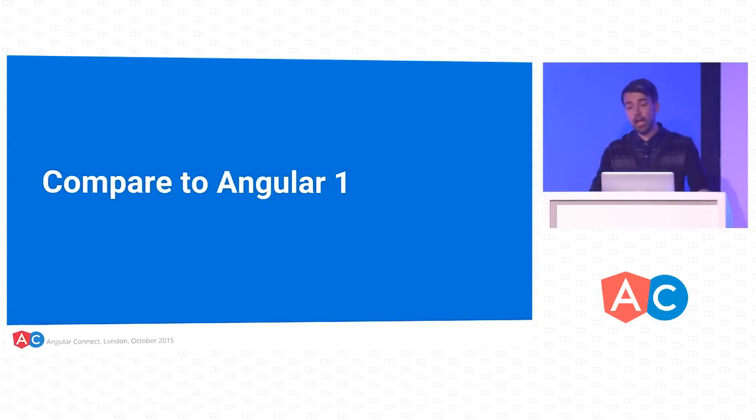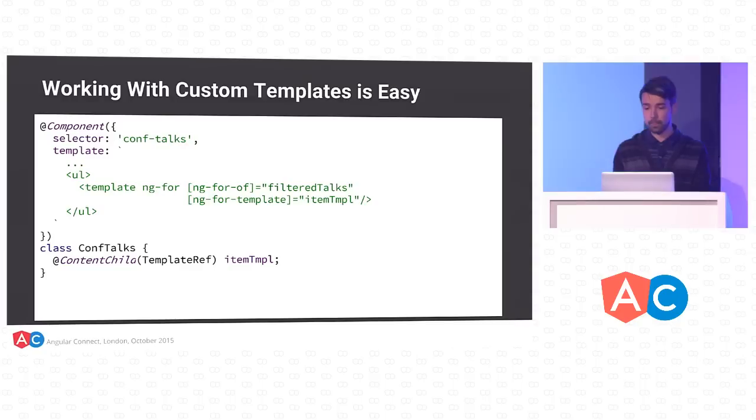In the interest of time, I won't build the same example in Angular 1 step by step. But at the end of the talk, I will provide a link to a repository where you can find the Angular 1 and Angular 2 versions of both components, the conf talks and the tabs components, so you can compare for yourself. Now I just want to highlight a few things.